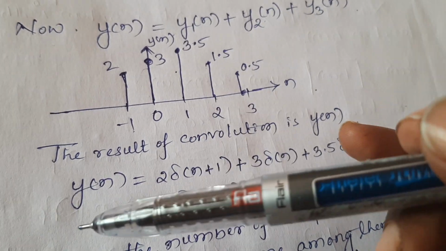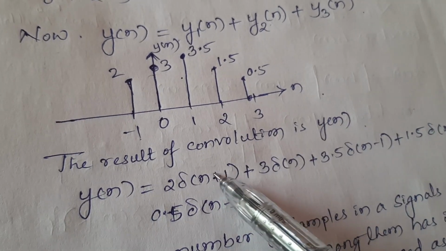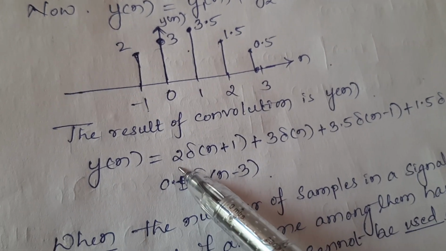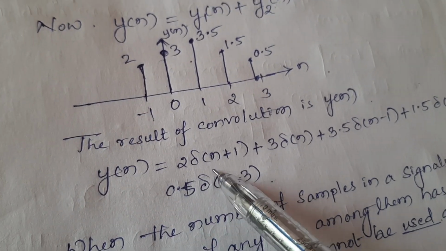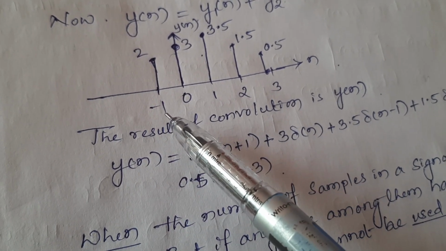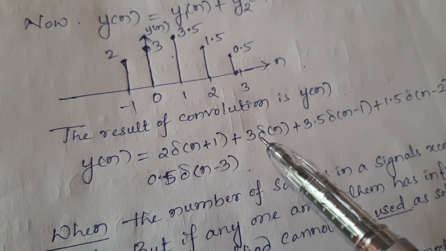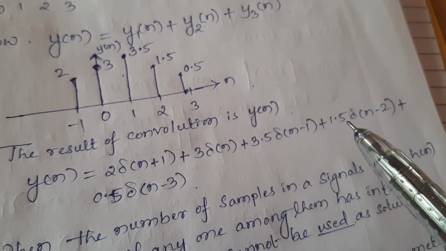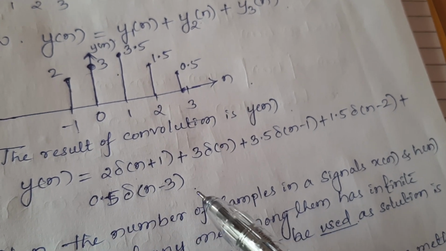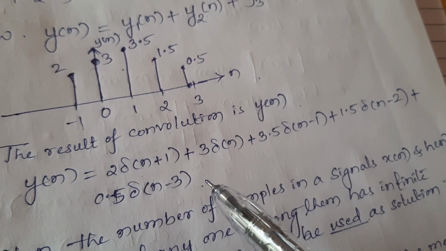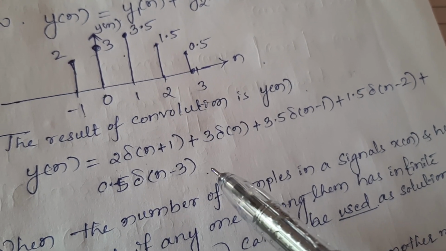And this output y of n can be written in the form of impulse signals: 2 into del of n plus 1, as it starts at -1, then plus 3 into del of n, plus 3.5 into del of n minus 1 and so on, up to 3 where the signal is running. So this is the result of convolution.